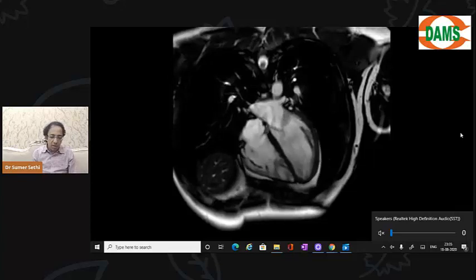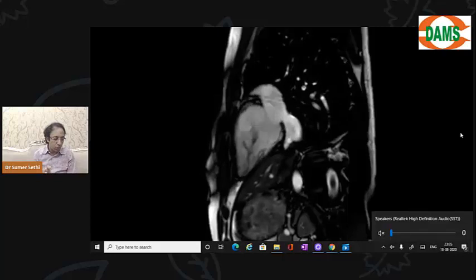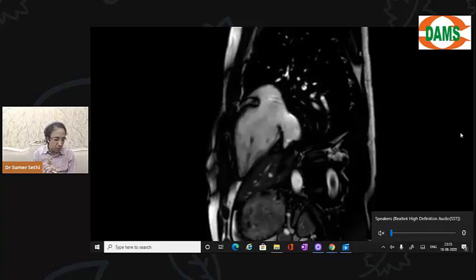You can see every wall contracting. You can comment on the wall contractility. You can comment on the stroke volumes, ejection fraction. Cardiac MRI is the gold standard for ventricular function assessment today. This is how it looks like.